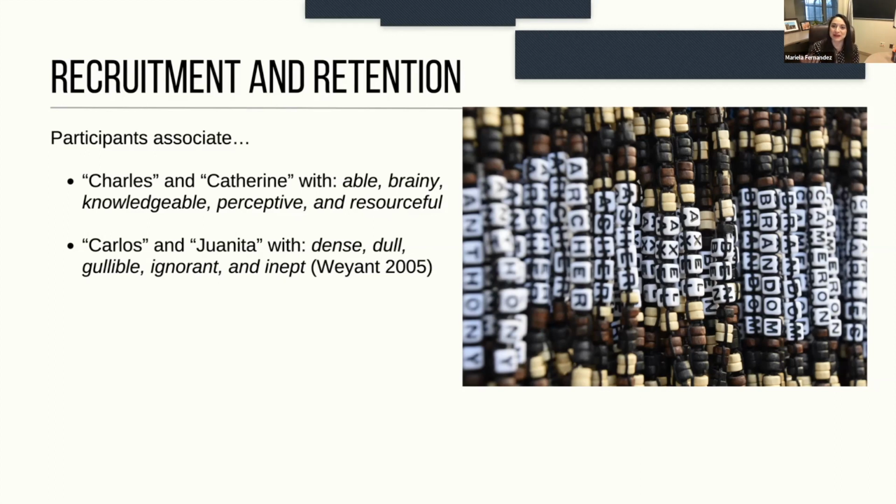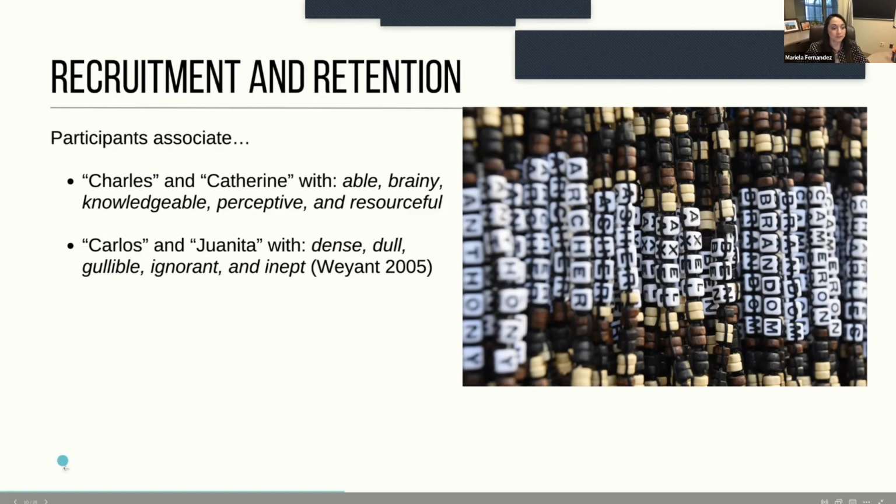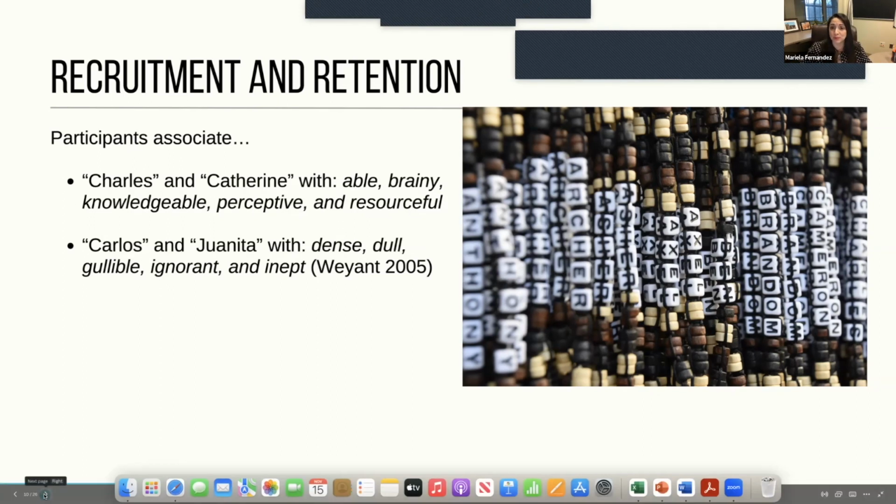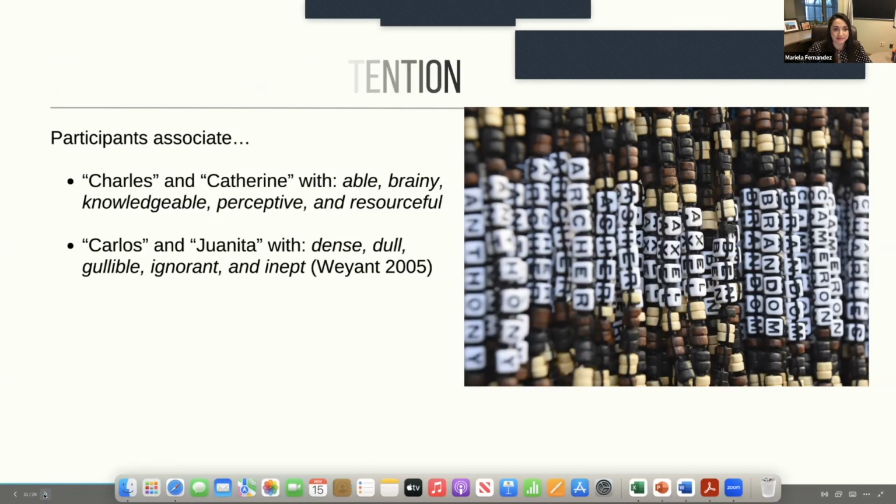But when flashing participants with other names like Carlos and Juanita, participants didn't feel the same. So they described these people named Carlos and Juanita as individuals who might have been ignorant or dull or probably just not competent. So as we can see, that immediate association can definitely impact us in who we bring into our workplaces.